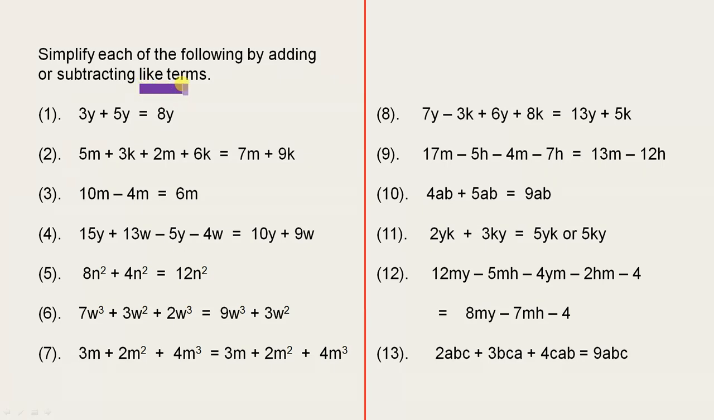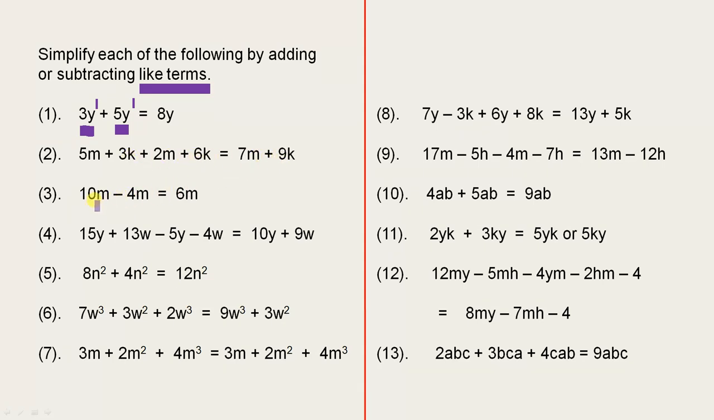Now the expression like terms means that if you have two terms, a 3y and a 5y, for example, that's a y and that's a y, and the powers are 1. So because the pronumerals are the same and the powers are the same, they are like terms. You can add them together to get 8y. In a similar manner, 5m plus 2m is 7m, 3k plus 6k is 9k.